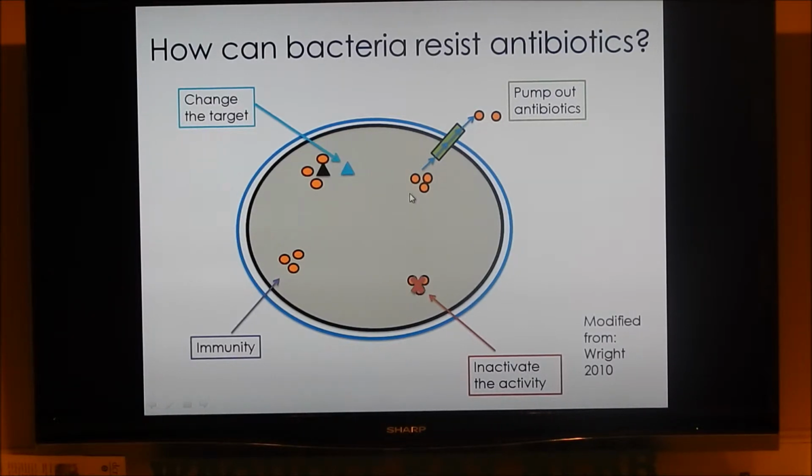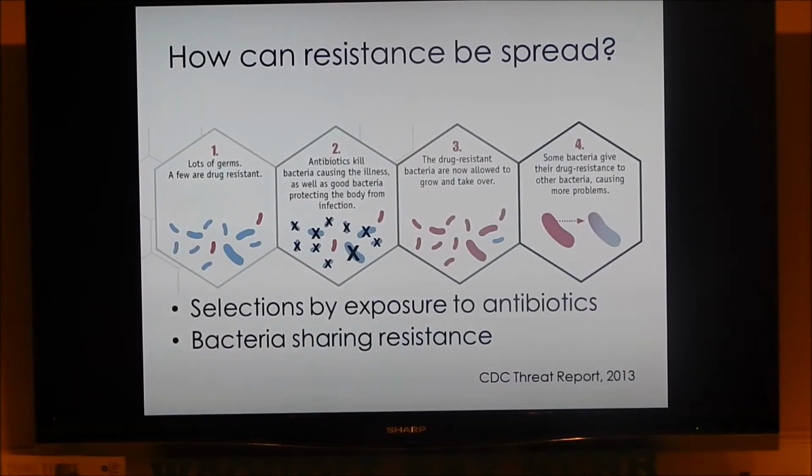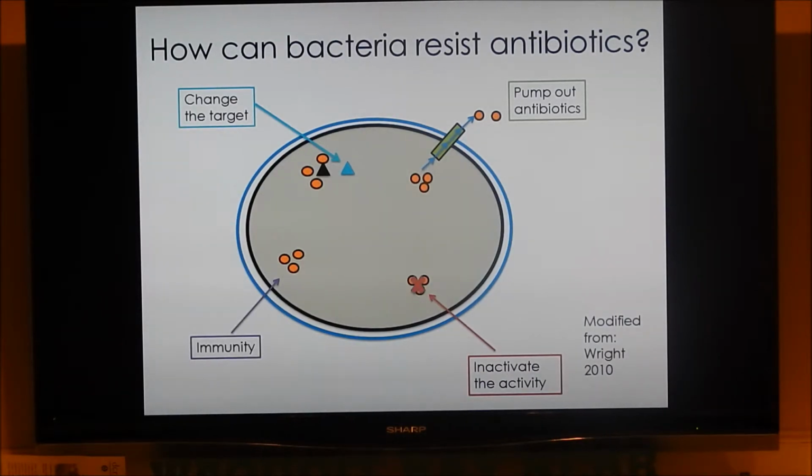Another way is to take the antibiotic when it's in the cell and pump it back out, so it's outside of you and can't hurt you. And then finally, if it gets in, you can just inactivate its activity. And again, these are just a few of the many ways that antibiotic resistance can occur. How do you inactivate the activity? There's a bunch of different ways. It depends on the specific antibiotic and what it's doing in the cell.